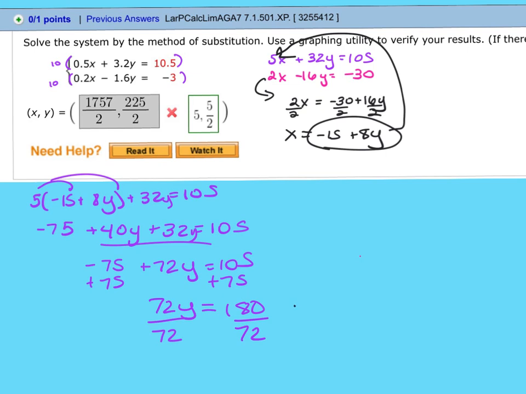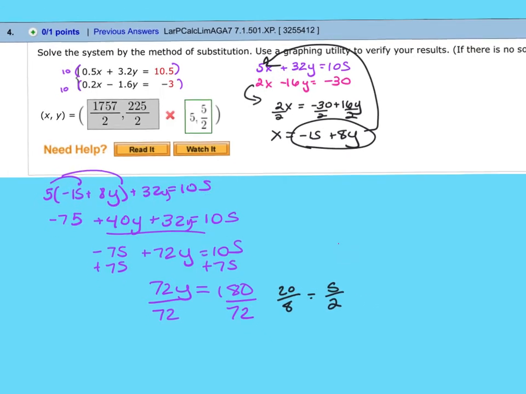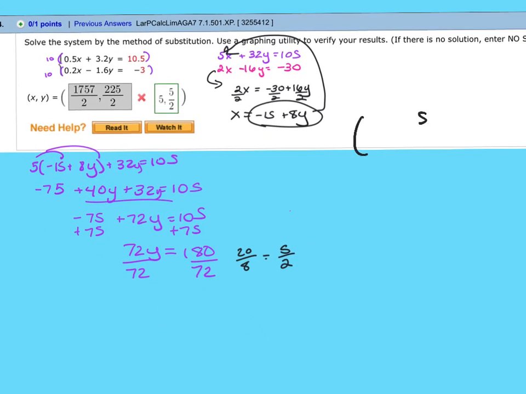So I know 9 goes into both of these, 20 and 8, and then reduce it one more time. 4 goes into both of those, 5 over 2. So that's the y coordinate. And then take that and plug it back in. So if I plug it back into here, x equals negative 15 plus 8 times 5 over 2.